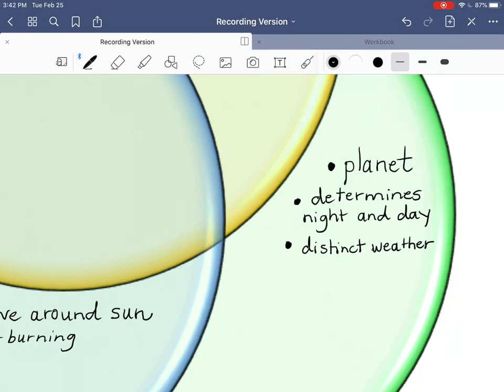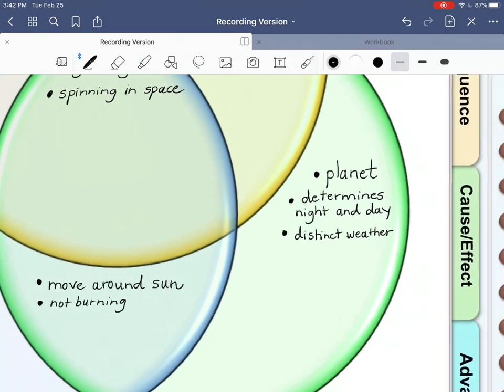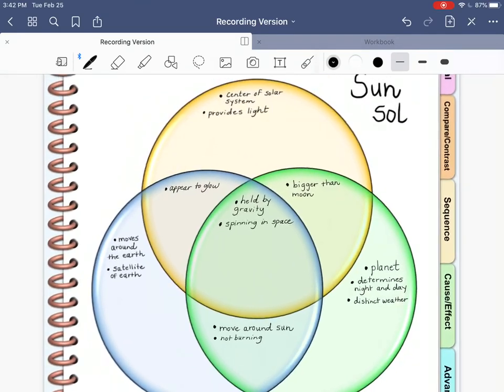Which one of them controls the tides? The tides, the ocean tide. That's the moon. The moon is what keeps the ocean from overflowing its bounds. So the moon controls the tide cycle.